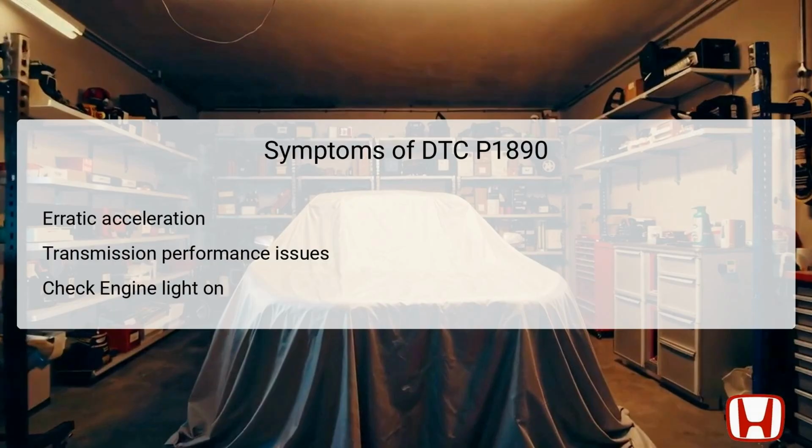When DTC P1890 is present, drivers may notice several symptoms. One of the more immediate effects is erratic acceleration. The vehicle might not respond smoothly to throttle inputs, leading to unexpected behavior while driving. Additionally, users may observe general transmission performance issues, such as slipping gears or a lag in shifting, making for a less than optimal driving experience.